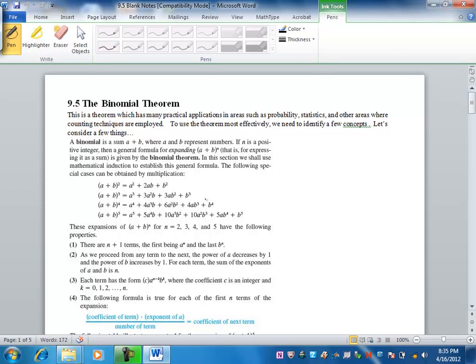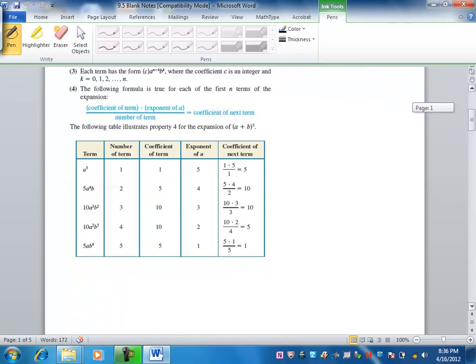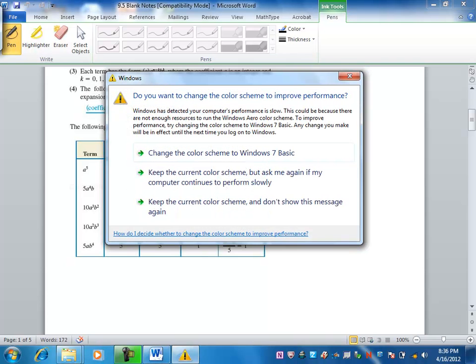And the other thing here, for each term, the sum of the exponents of a and b has to equal n. It's always the case that each term has the form c times a to the n minus k, b to the k, where the coefficient c is an integer and k goes from 1 to n. So the following formula is true for each of the first n terms of the expansion. And you can get a feel here for what's happening if it's a plus b to the fifth: a to the 5, 4, 3, 2, 1. On the other hand, we have b to the 0, 1, b to the 2, b to the 3, b to the 4. Okay?